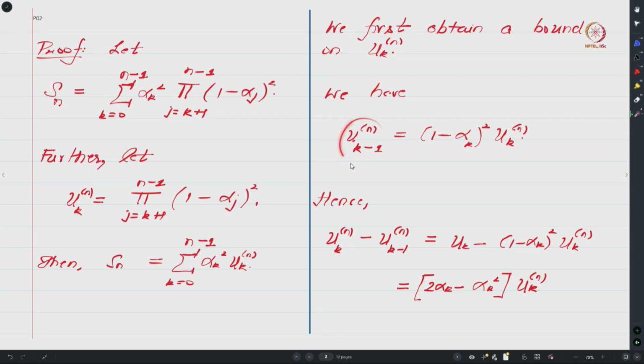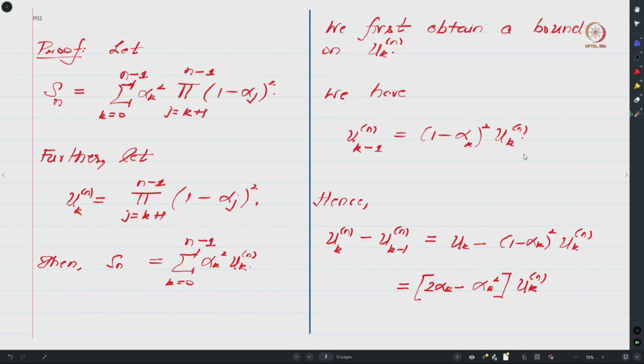The first observation is that if you take this expression starting from k, which is when you would get this u subscript k minus 1 all the way up till n, then this expression is equal to 1 minus alpha k square times ukn. Ukn starts from k plus 1 to n minus 1, whereas uk minus 1 starts from k to n minus 1, hence uk minus 1 has this relation with ukn.